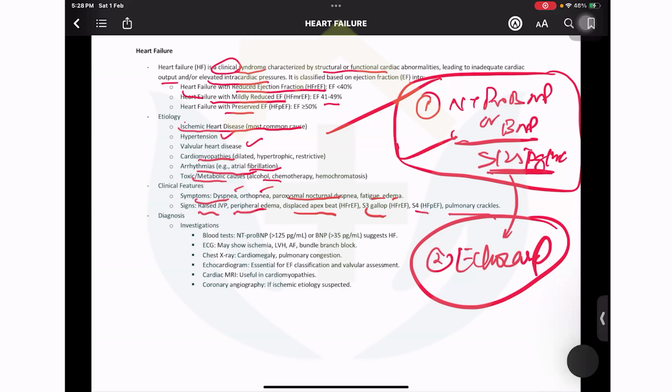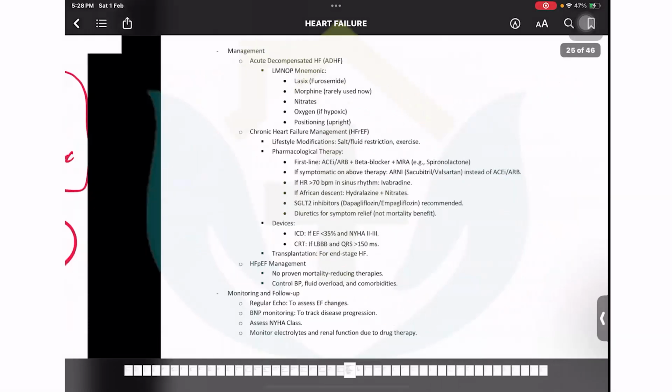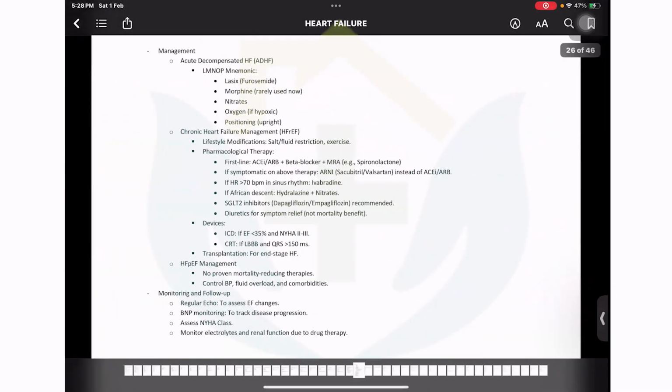Okay. So the investigations are blood tests, NT-pro-BNP or BNP, ECG may show ischemia or any ECG changes, chest X-ray may show Kerley B lines, pulmonary congestion, cardiomegaly. Echo is essential. So gold standard for EF classification, and cardiac MRI to label cardiomyopathies, and angiography if you are suspecting coronary artery disease. How is the management?